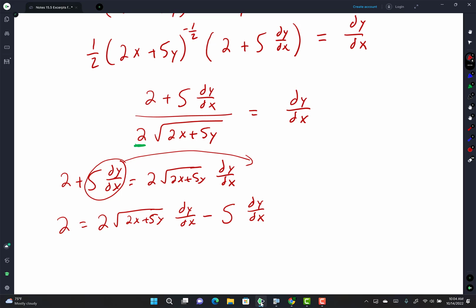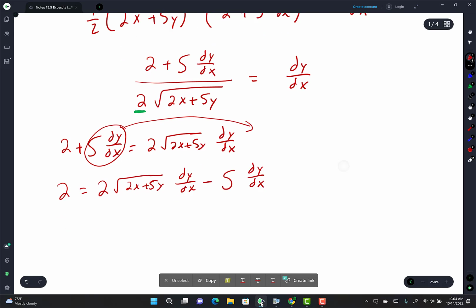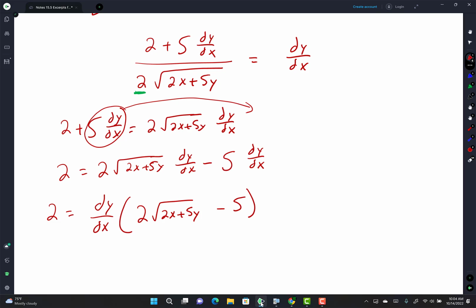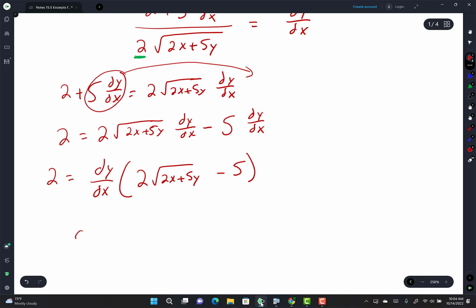I'm going to factor a dy/dx. Okay, I can see why this is level 3. It's just a lot of algebra. 2 equals, so here's me factoring dy/dx. dy/dx, open parenthesis, 2 square root 2x plus 5y minus 5, close. I don't see any mistakes. Nope, I don't see any mistakes. How do I get the dy/dx by itself? Divide. So here's what I have. dy/dx equals 2 divided by (2 square root 2x plus 5y minus 5).